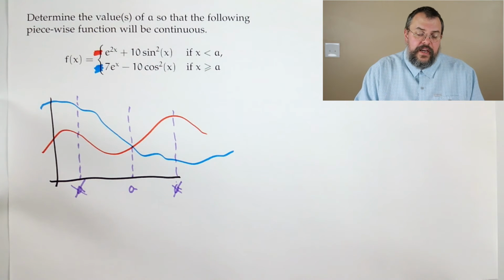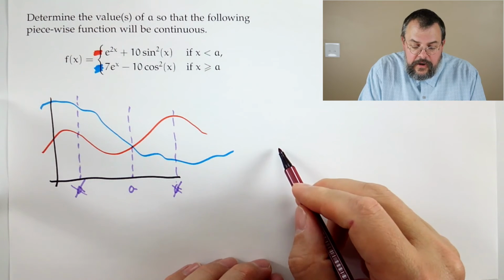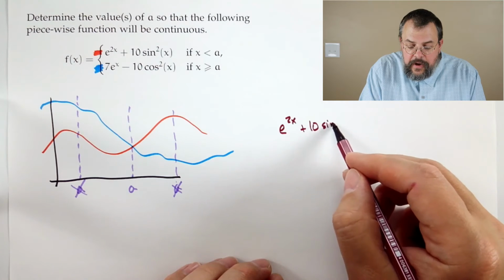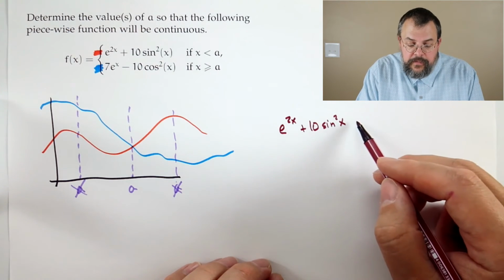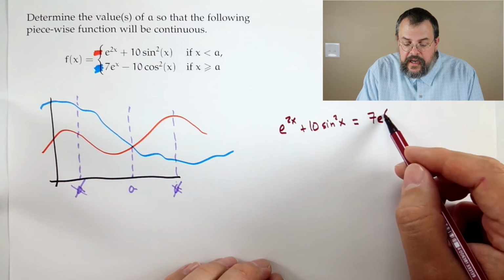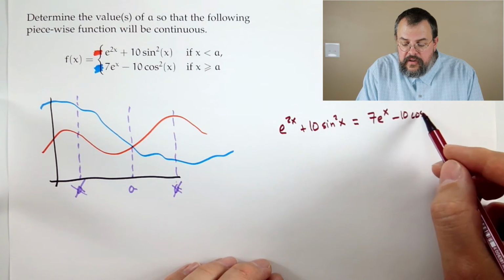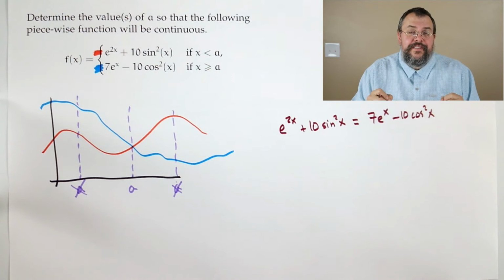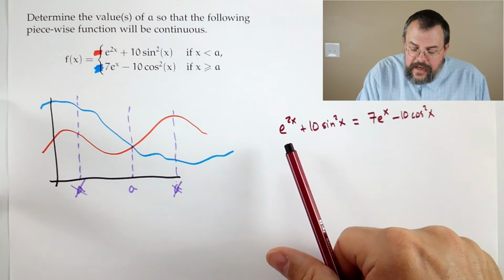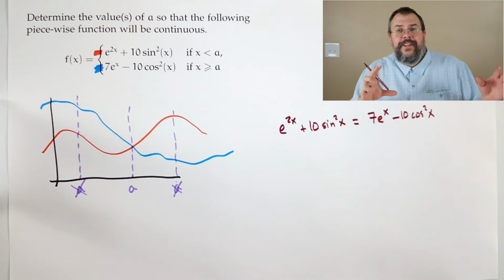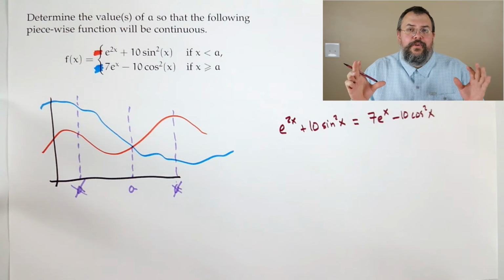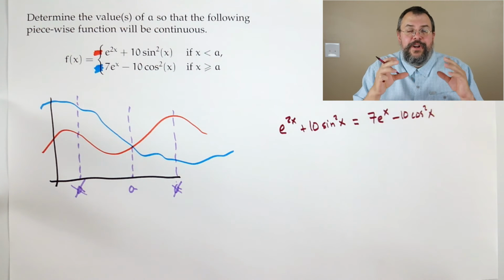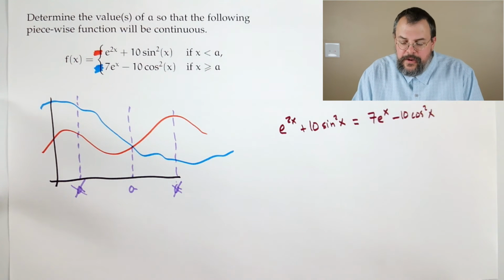We've reduced the problem to saying what we need to do is figure out when does e to the 2x plus 10 sine squared of x, which is our first function, match 7 e to the x minus 10 cosine squared of x. And at first glance, this looks like it's going to be an unpleasant experience because we have e to the x and some trig involved. And they're kind of different functions. We really wouldn't want to have both mixed together. But let's see what we can do. Maybe if we're really nice, it's going to be nice back to us.